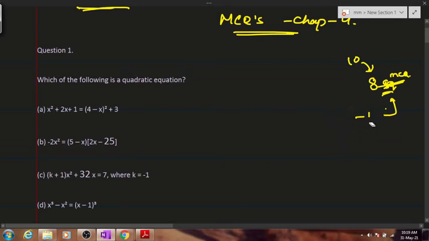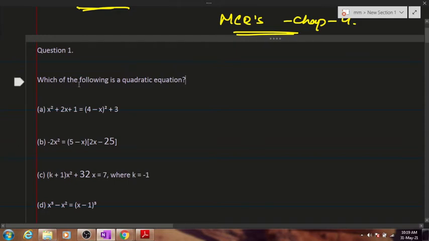Clear? So practice of MCQs is also very important, and I usually try and do 10 to 20 MCQs of each chapter after the completion of the chapter. Clear? And I hope that you keep track of those also. Now, should we start off now? Question number one, is it visible to everyone?